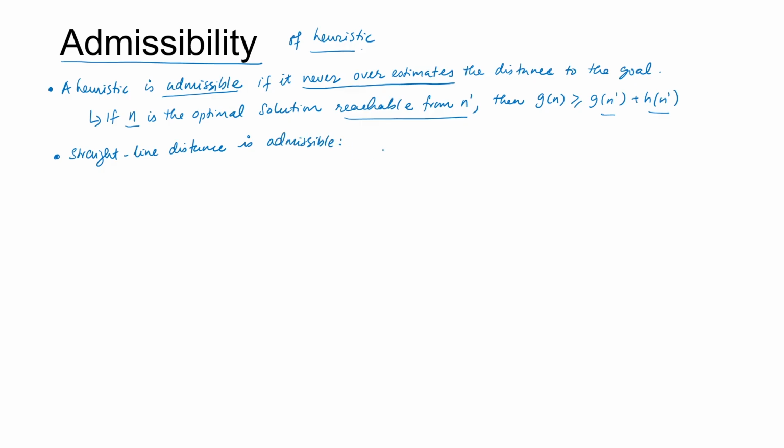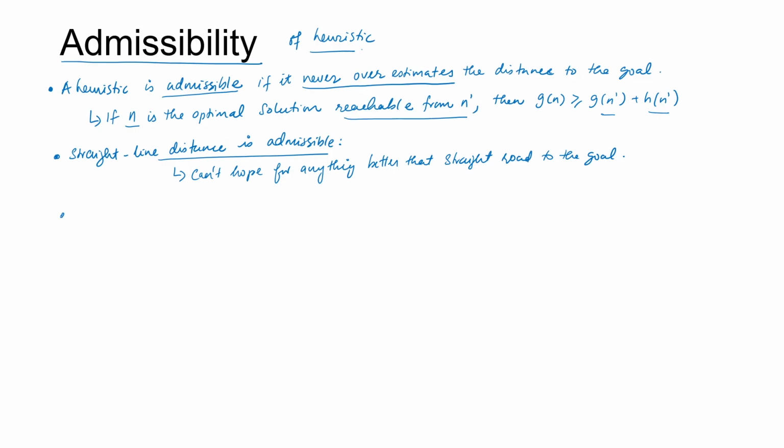It is admissible. Okay. So, why is this admissible? Because you can't hope for anything better than a straight road to the goal. So, it is an admissible thing, it will never overestimate no matter what, there is nothing better than that.